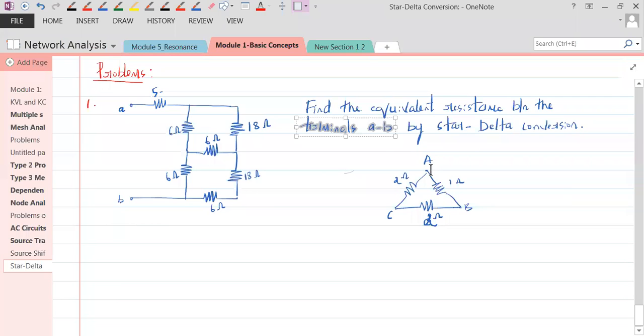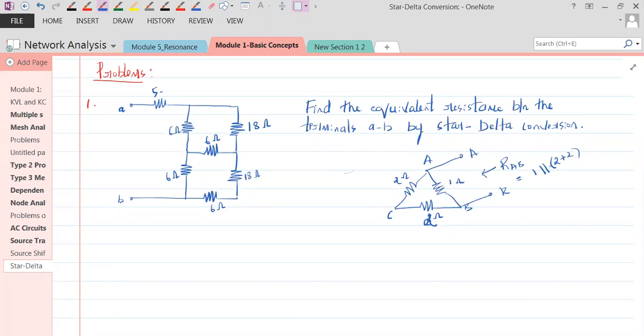So when they say across some two terminals, suppose they say find RAB, across these two terminals they'll ask us to find the resistance. So this is AB, and the resistance is RAB. What is RAB? Then we can say RAB is 1 ohm, 1 ohm in parallel with 2 plus 2, something like that. Understand? So it all depends on which two terminals they are asking us to find the equivalent resistance across. That is one part. Fine. So now what they've asked us is the equivalent resistance across the terminals AB.